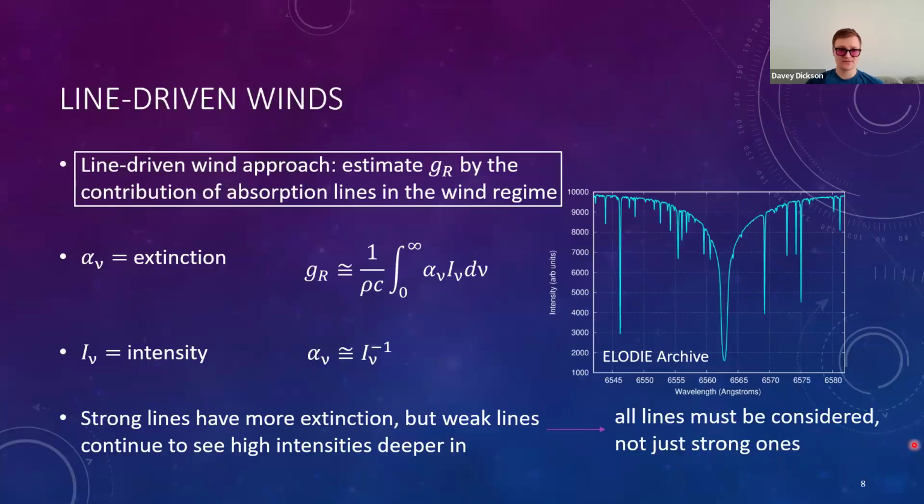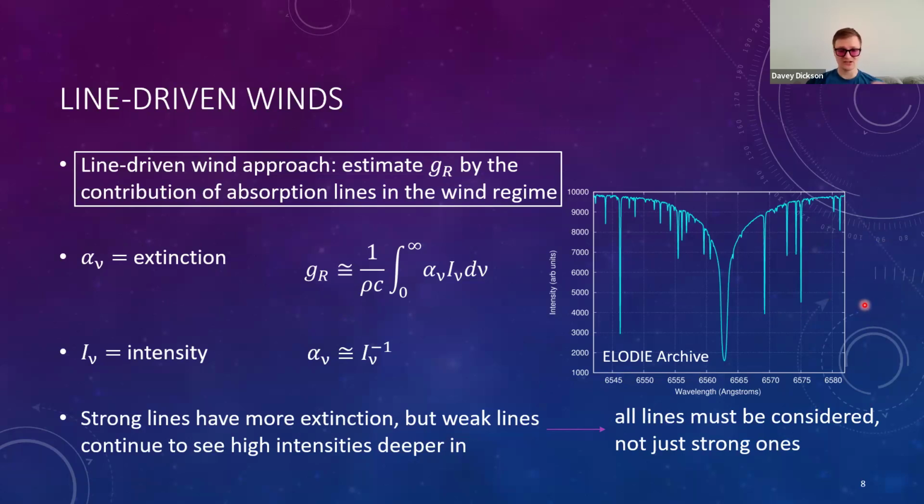So these line-driven winds are powered by these absorption features in the wind. These absorption features are primarily categorized as either strong or weak. The strong lines, as you can see here in the middle, can have a significant impact. Those are the ones that are easiest to detect in observational spectra, but there's also a number of weak lines that have a much smaller impact on the total flux going through that spectrum.